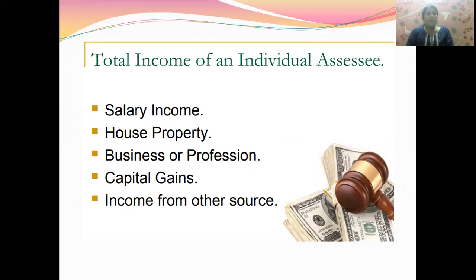Total income of an individual assessee. Total income may be salary income, that is the basic income; house property, maybe you have a big house and you have rented it out, that is also your income; business or profession, maybe you are a salaried person, still you have a small business or some other profession, where you also earn money; capital gains, say you are gaining some capital, that is also taxable income; and income from other sources, that is also taxable income.